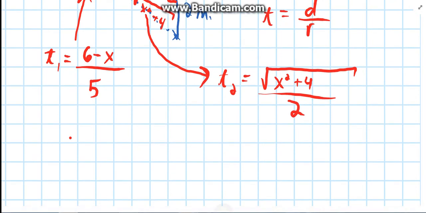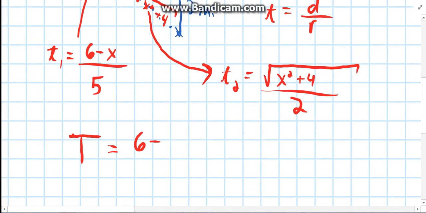I usually do a capital T or something. The total time it's going to take her is 6 minus x divided by 5.